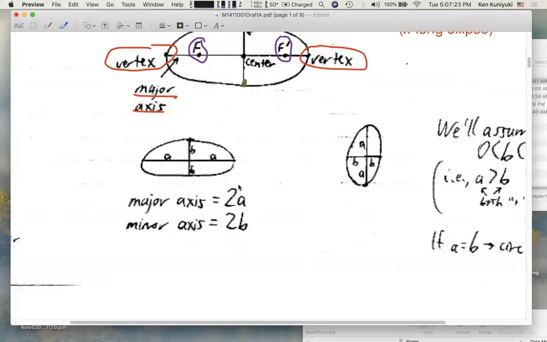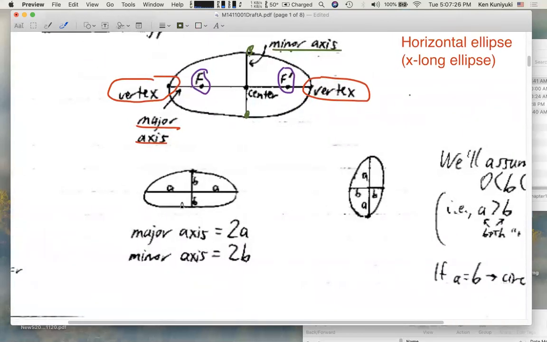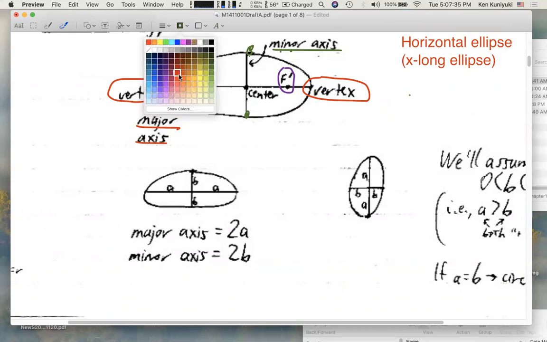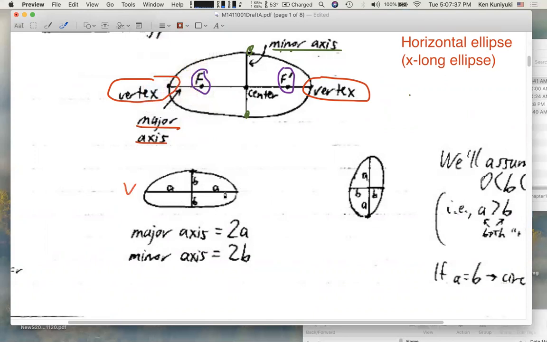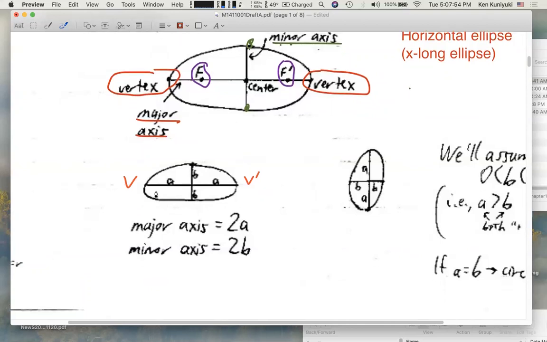All right. Notation. So look at the center here. The distance between the center and each vertex, I'll call the vertices V and V prime, in red here. The prime here does not mean derivative. It's just a piece of notation. So A is the distance between the center and either vertex. B is the distance between the center and either endpoint of the minor axis. So the major axis has total length 2A.